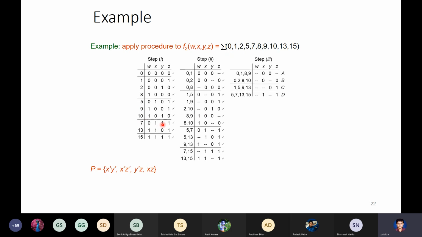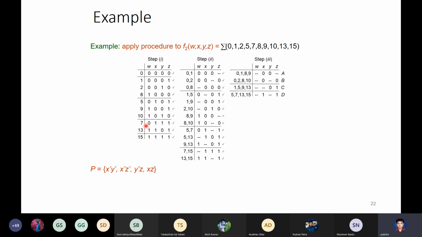Similarly, next, I try to match this 2 group with the 3 group. 2 ones group with the 3 ones group. So 5 and 7, 5 and 13. 5 and 7, 5 and 13 match. I put this. 9 and 7 do not match. 10 and 7, 9 and 13 match. 9 and 13 match. 10 and 7 do not match. 10 and 13 do not match. I don't have them. And whatever is covered, I put a tick. I put a tick here.